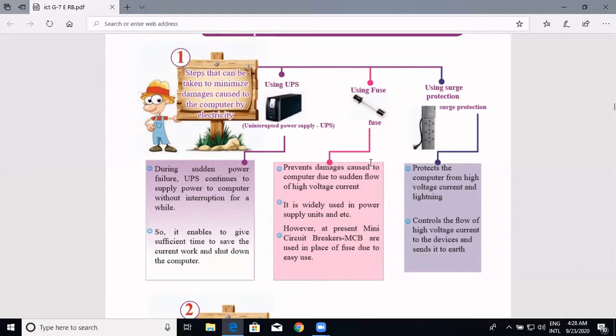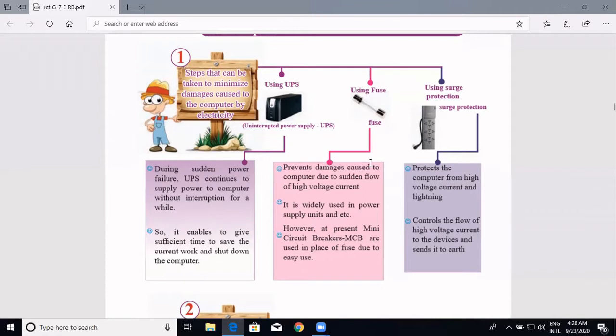The second thing they're suggesting is to use a fuse, or these days we have miniature circuit breakers, MCB. This is basically used to prevent damage due to the sudden flow of high voltage. It will help you prevent those damages without burning the devices.